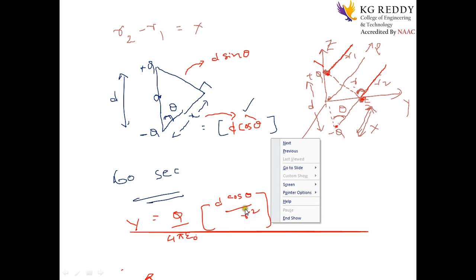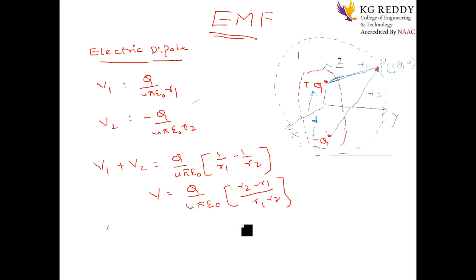So how did I get this equation? In the earlier slide, if you see, V is equal to q by 4 pi epsilon naught times (r2 minus r1) by r1 r2. Now, as the point P is located at infinite distance, r1 is equal to r2 is equal to r.